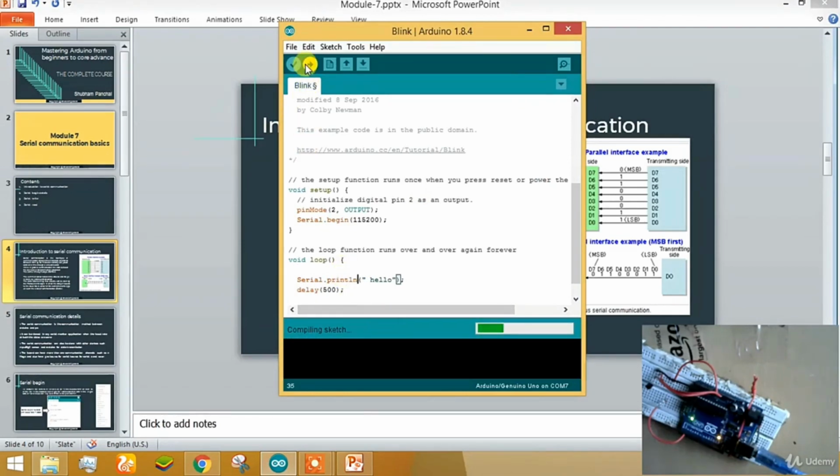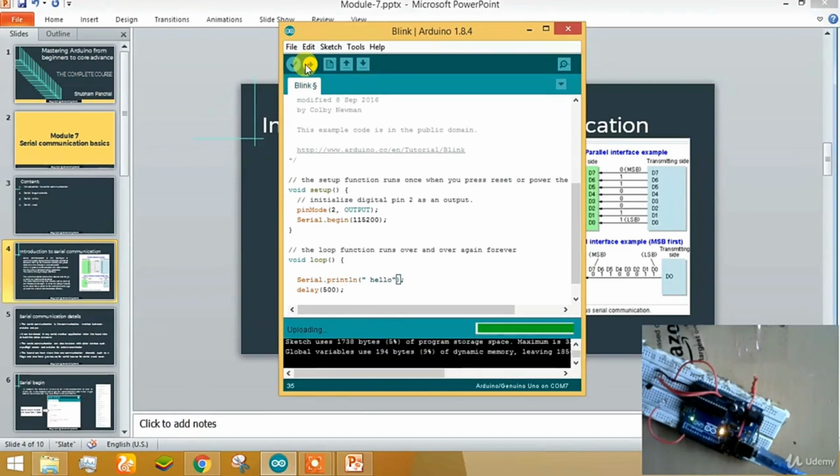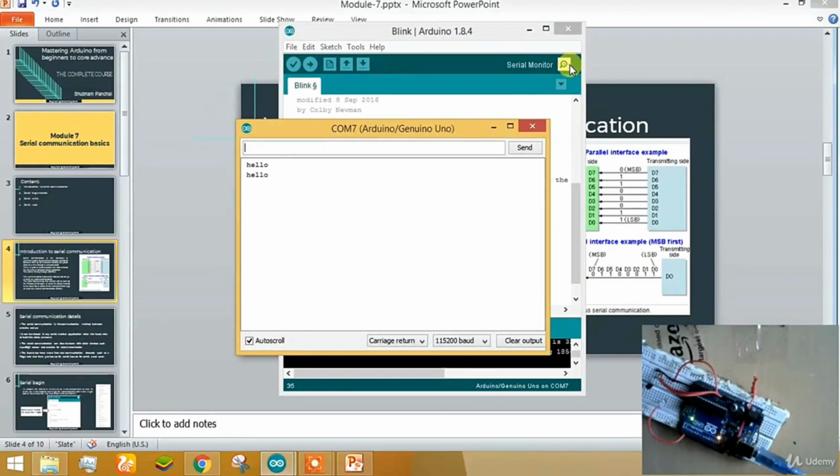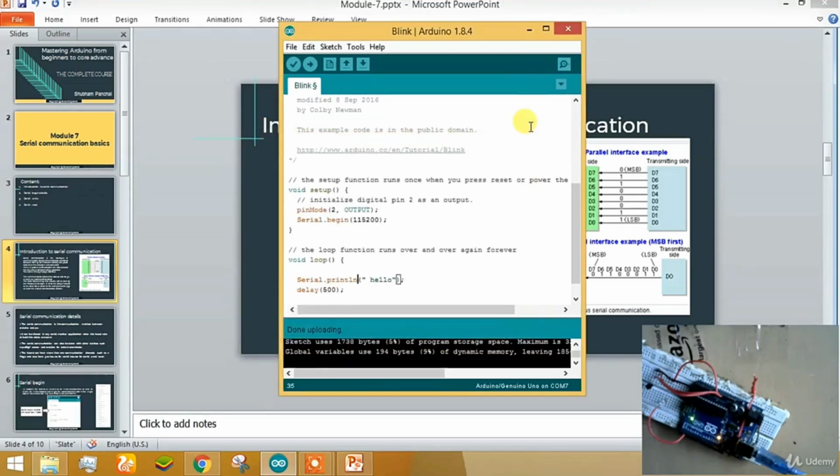println will introduce a new line every time a bit of data has been read. See here, you can see that the data is coming in on a new line every time. This is the method of serial communication between the systems. You can do a lot of functions with the help of serial communication. You can read the data, you can write it with the help of the serial monitor.